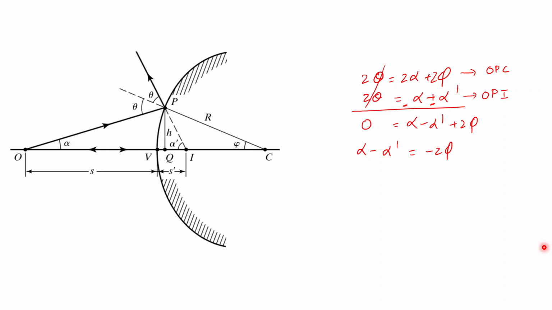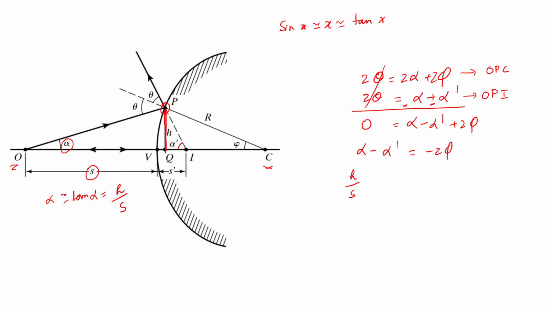Now, remember what we talked about small angles. For small angles, sine x is almost equal to x, which is almost equal to tangent x. So if I drop a perpendicular from point P to the horizontal line OC, and I call that H, then for small angles, I can write alpha as tangent alpha, which would be the opposite side, H, divided by the adjacent side, S. So instead of alpha, I'm going to write H by S.